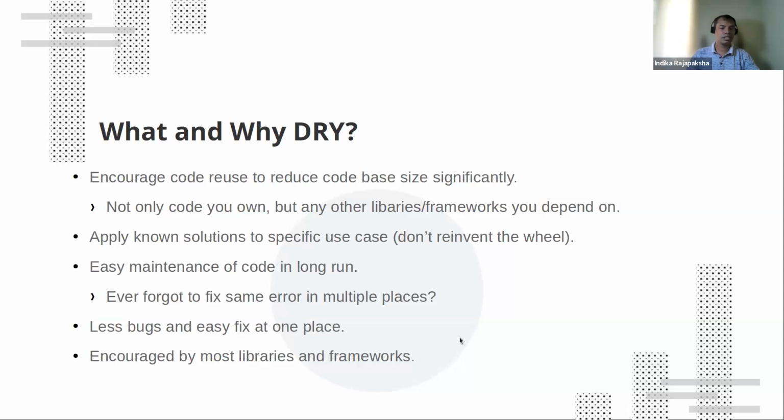First, it encourages us to reuse code and reduce the code base size significantly, right? It's not only about Django or Python. If you have any large scale software project, I think almost all the time you should obey the DRY principle and you will get remarkable benefits, right? And it is not only about your code, but any other libraries or frameworks you may be depending on while developing your project.